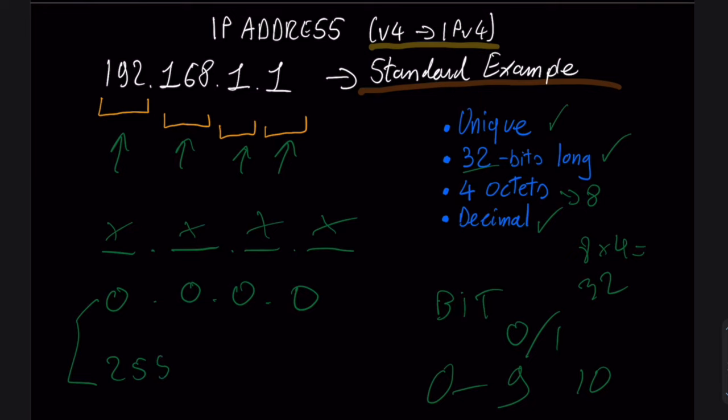0.0.0.0 and 255.255.255.255. Now you can't use this whole range of values. This is a range of values. You can't use all of them, right? We're going to go into more details later in this course, but for now, just know that this is the possible range of values. Now let's look at the binary and decimal conversion.